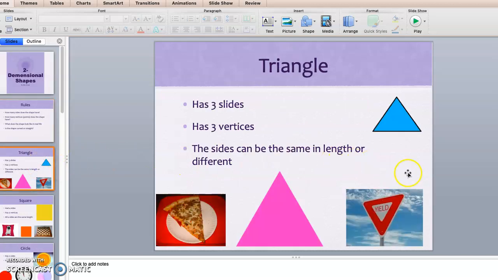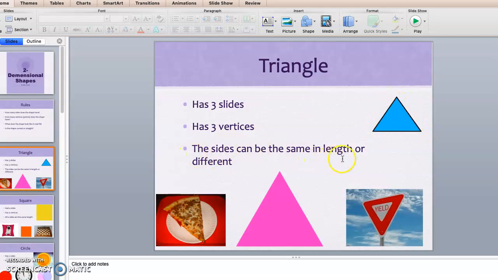So our first one is going to be a triangle. And I know all of you guys know what a triangle is, but we're going to learn more about it. So a triangle has three sides, it has three vertices, so those are the points. So that's where the lines connect. So we have three vertices.